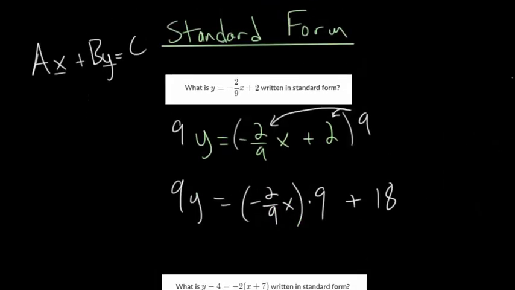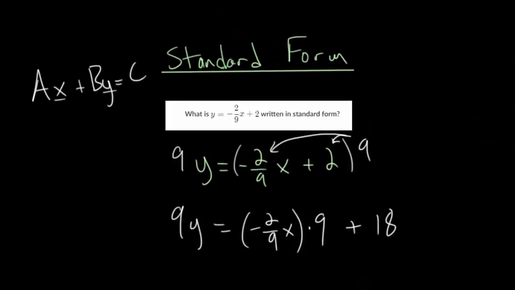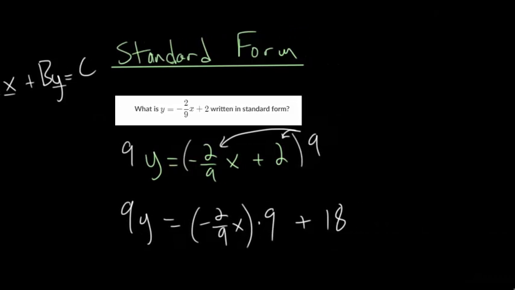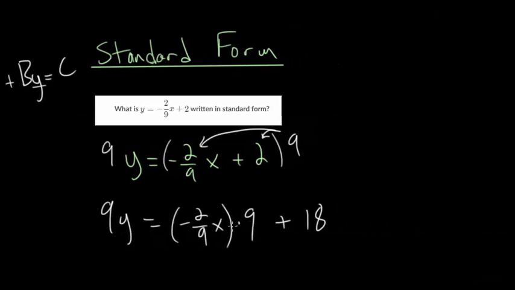From here, I just need to make a little bit more space. Let's go over here. And let's just simplify this fraction now. So we have that 9y equals minus 2 over 9 x times 9, or times 9 over 1. And when multiplying fractions, you can just go straight across. So this becomes minus 18 in the numerator divided by 9. And minus 18 divided by 9 is just minus 2, and then times x. And we have plus 18 on the outside.